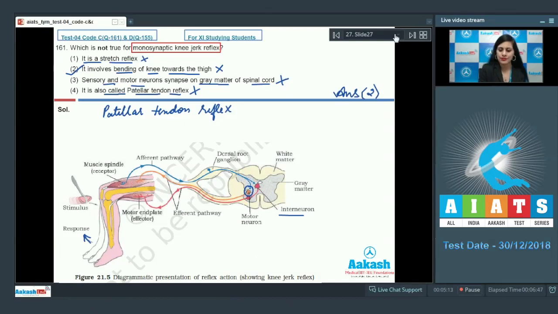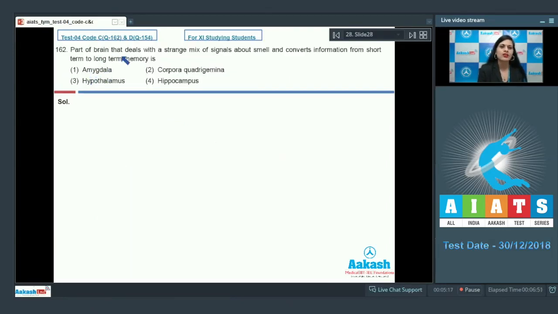Let's discuss our next question. Question number 162. Part of brain that deals with a strange mix of signals from smell and converts information from short-term memory to long-term memory. So the key point is short-term memory to long-term memory, and this conversion of information from short-term to long-term memory is performed by hippocampus. This hippocampus is a part of complex structure which forms a limbic system of forebrain. And it is this region which deals with strange mix of signals about smell and converts information from short-term to long-term memory. Let's discuss other options also.